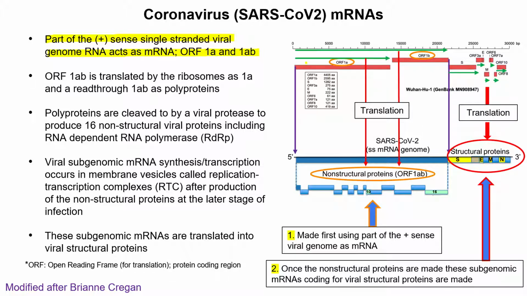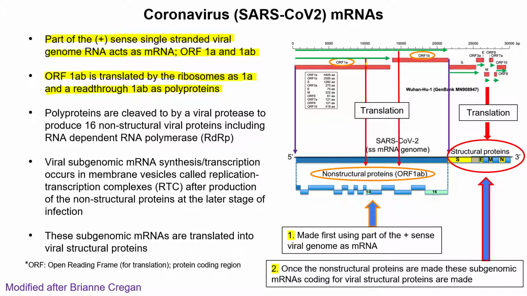So most of the time, it will stop at 1A right here, making this copy. That's the green part. Sometimes if it slips out of the frame, it will read through all the way to the end and make it as 1AB. So 1A is translated by the ribosome as 1A, and the read-through as 1AB, as the polyproteins.